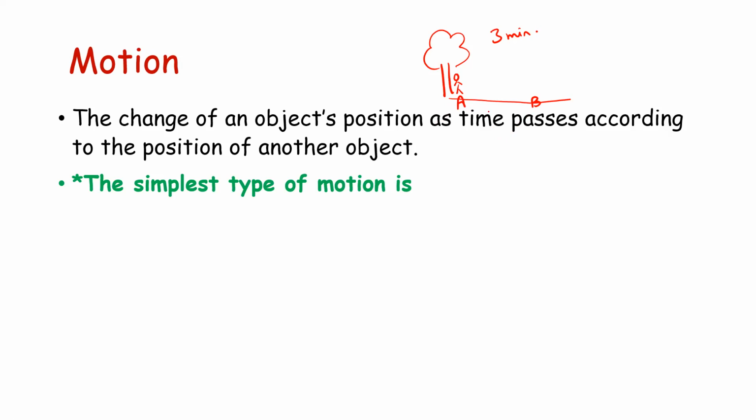Yes, if she is here after 3 minutes, it means that she moved because she changed her position according to the tree. Now she is away from the tree, right? So what is motion? It is the change of an object's position as time passes according to the position of another object. What is the other object here? It is the tree.